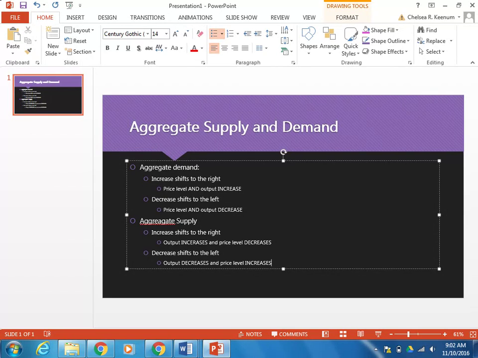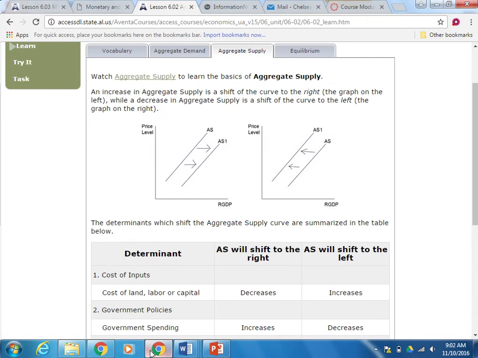So there you go. Aggregate demand: an increase shifts the curve to the right and also increases the price level and output. A decrease shifts the curve to the left and also decreases the price level and the output. With supply, an increase shifts the curve to the right, the output increases and the price level decreases. A decrease shifts the curve to the left and your output decreases and your price level increases.